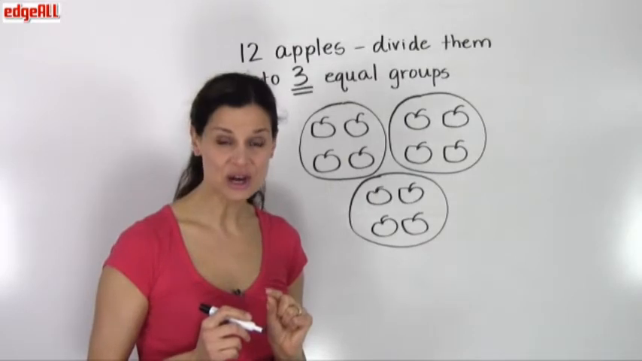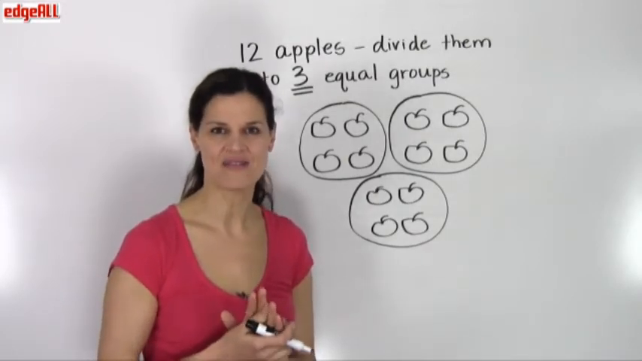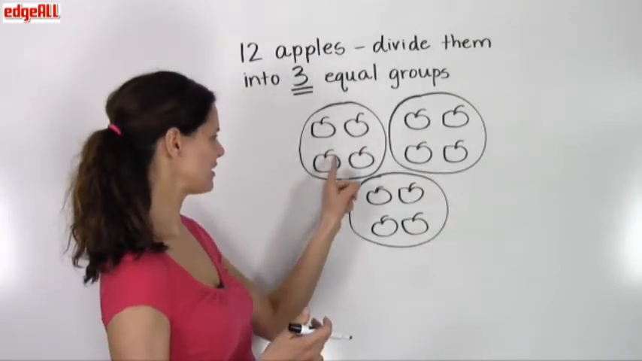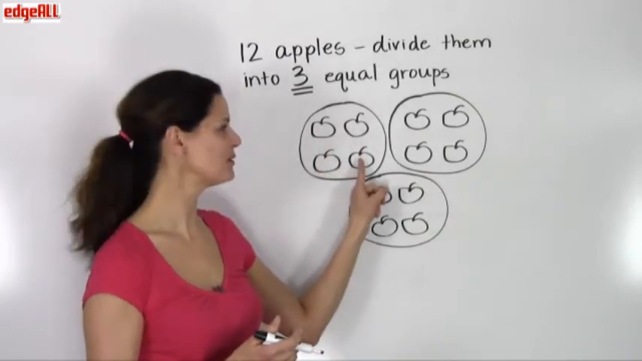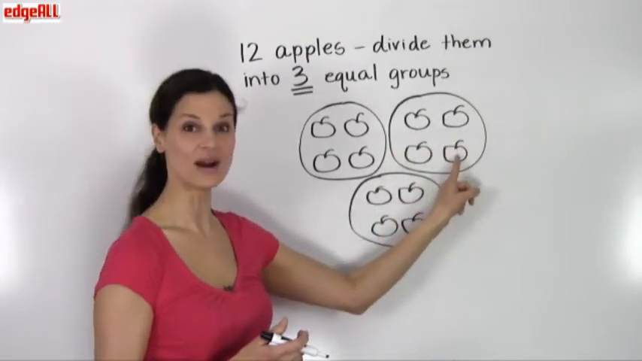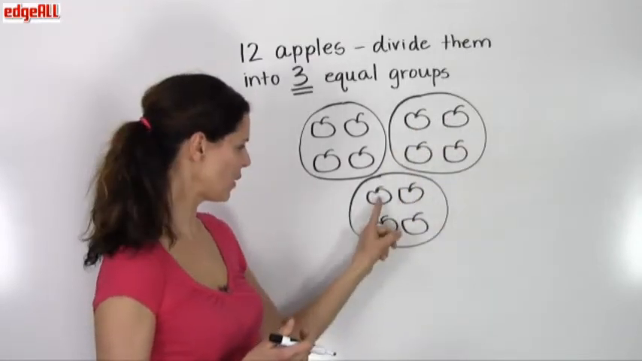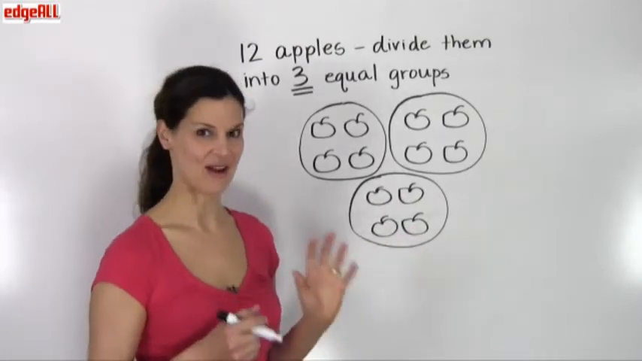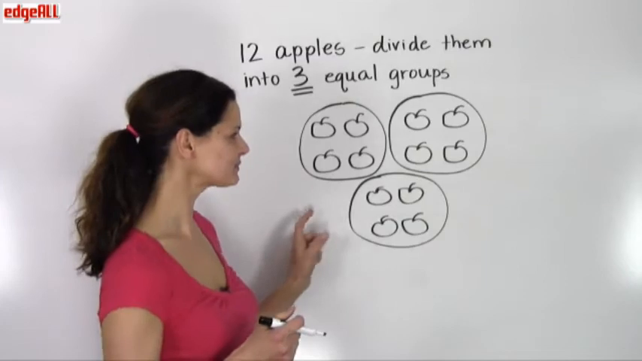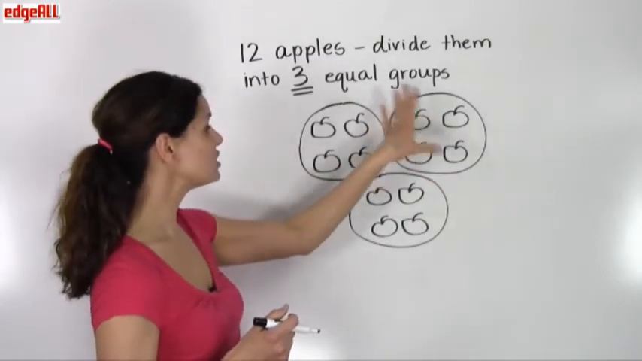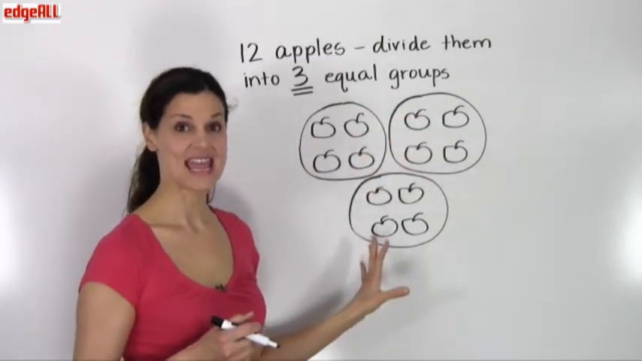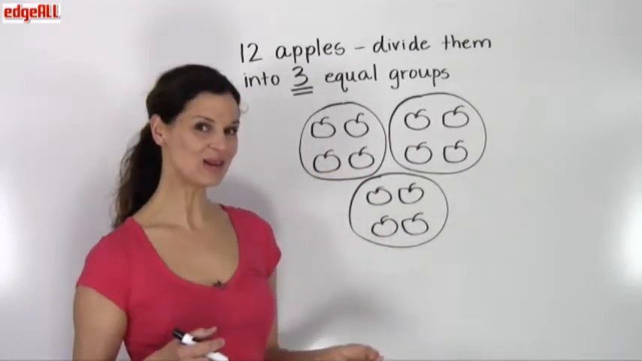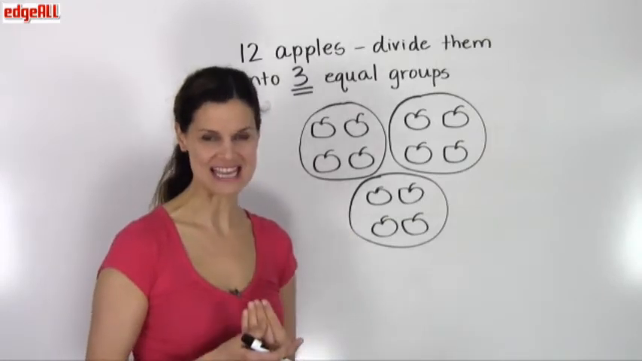Now let's make sure that in each group I have the exact same number of apples. 1, 2, 3, 4. Got 4 apples in this group. 1, 2, 3, 4. Yep, 4 apples in this group. 1, 2, 3, 4. So I've got 4 apples in all 3 of my groups. So we can see that 12 apples into 3 equal groups gives us smaller groups of 4 apples each.